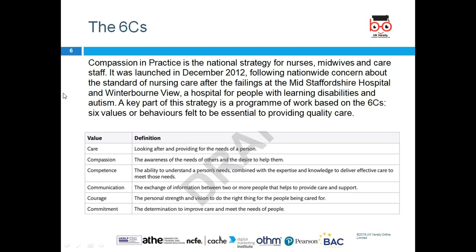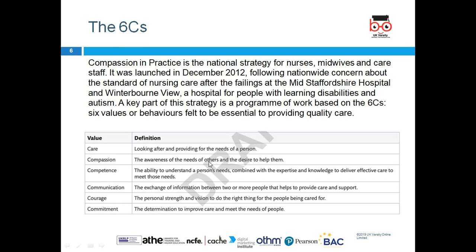So Compassion in Practice is a national strategy for nurses, midwives, and care staff. It was launched in December 2012, following a nationwide concern about the standard of nursing after the failings of Mid Staffordshire hospital and Winterbourne View. It was a hospital for people with learning disabilities and autism. So they've developed the 6 C's as a strategy so that they have 6 values that they can follow to ensure adequate care is given. So the first value, care, means to look after and provide for the needs of a person.